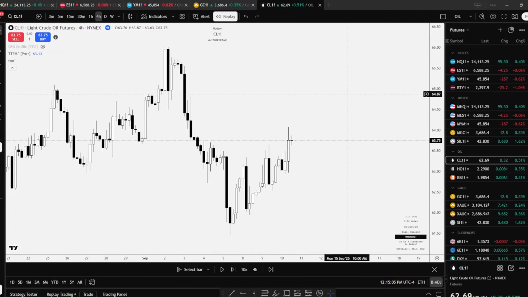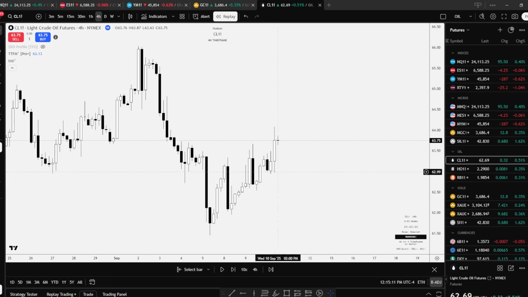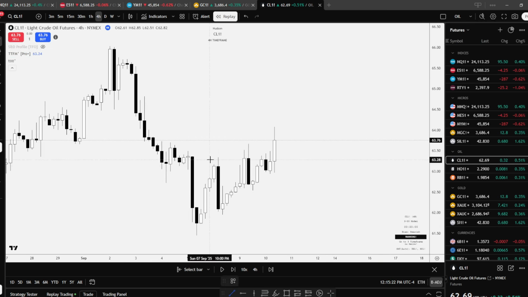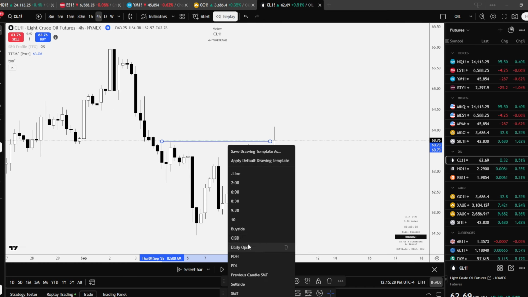Now for the last example, we have oil, right? I went over all the assets that I trade, and I made sure that we had news on oil on this day, right? So taking a look here, we'll just take this back. Taking a look here at oil, we had this high here, and we actually just had all these resting highs here, right?